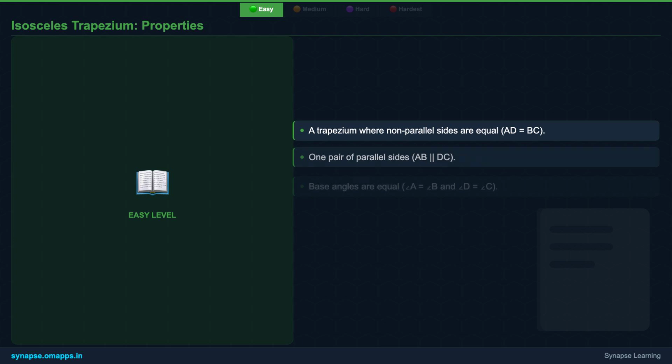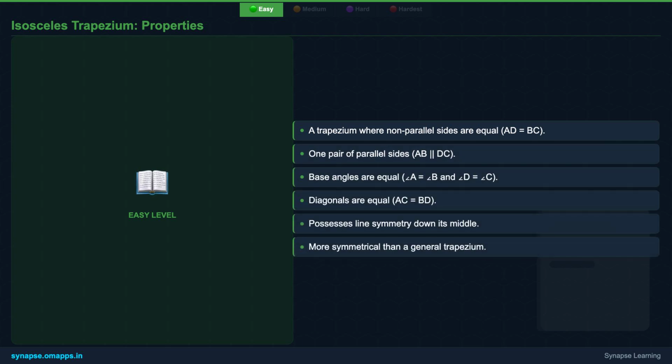Now, let's talk about a special kind of trapezium, the isosceles trapezium. Just like an isosceles triangle has 2 equal sides, an isosceles trapezium has its 2 non-parallel sides equal in length. This equality brings along some cool properties. For instance, the angles along each parallel base are equal. Also, its diagonals, the lines connecting opposite corners, are always equal in length. These properties make it quite symmetrical and interesting to study.